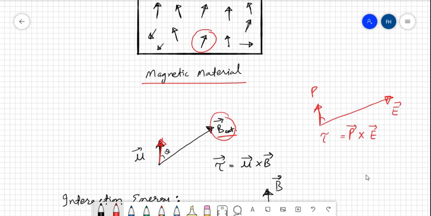Similarly here also the torque will be equal to mu cross B, where mu is the dipole moment and B is the external magnetic field. So the equations are the same here also.